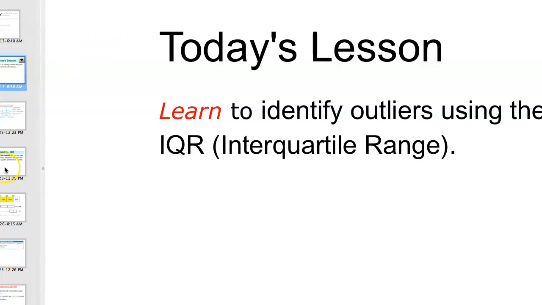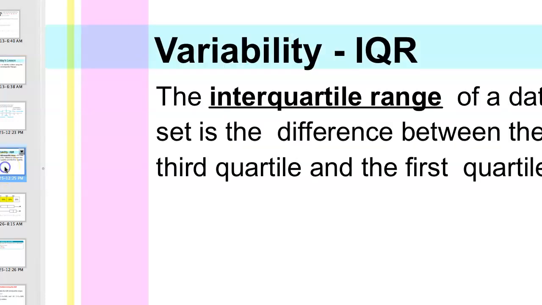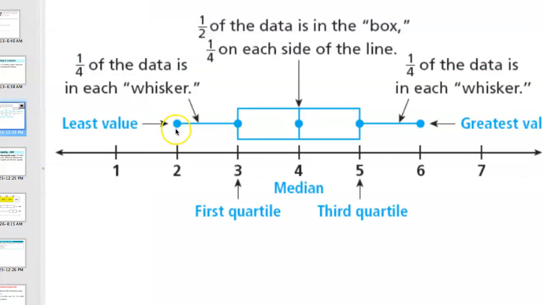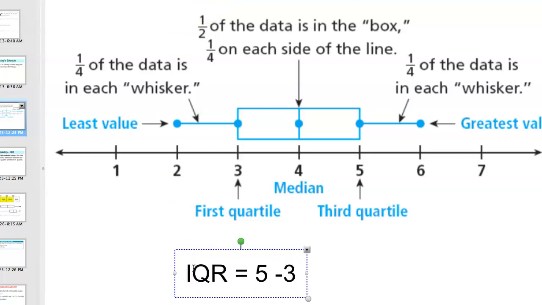Because we have to use the interquartile range, I just want to talk about what that is. Remember, that's the difference between the 3rd quartile and the 1st quartile. So it's like range, but it's just the difference between the 2 quartiles. Here's my lower quartile, 3. My upper quartile is 5. So the interquartile range would be 2, because 5 minus 3 equals 2. So my IQR here would be 2.